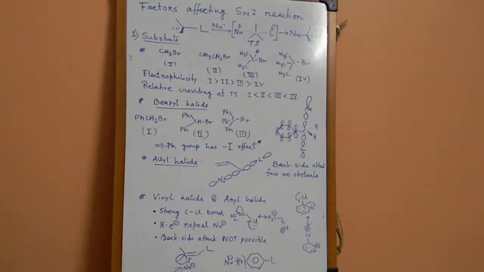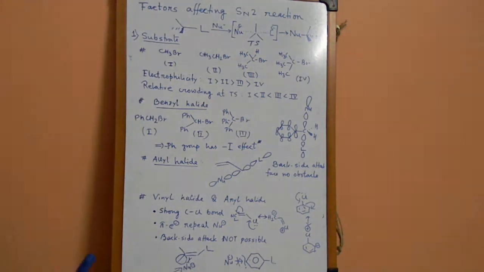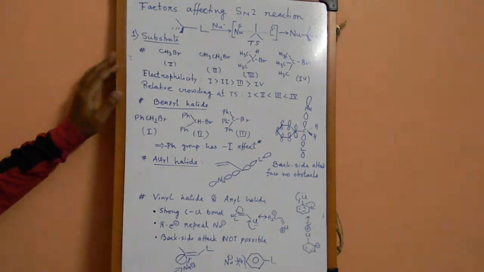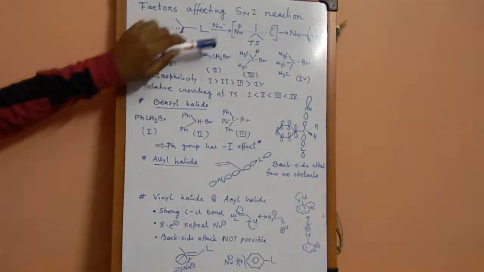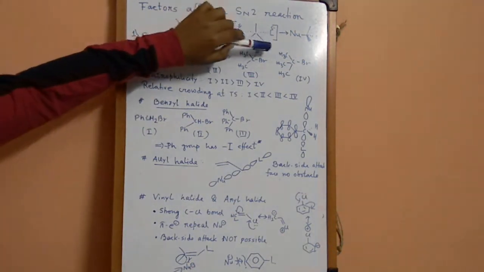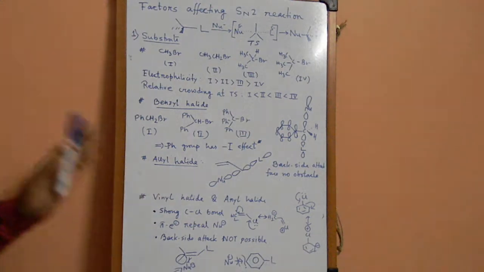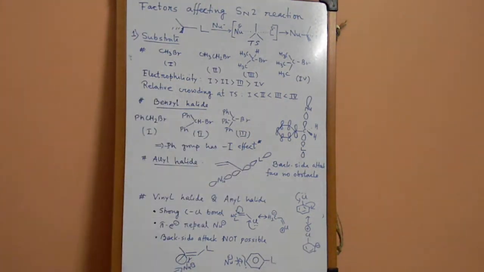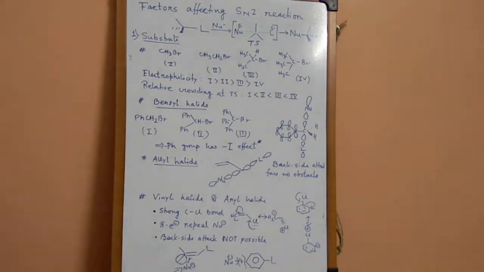So first we will start with the substrate, that is the alkyl halide or the compound which is undergoing SN2 reaction. So let us first think about a simple alkyl halide. So this is methyl bromide, this is ethyl, and these are isopropyl bromide and tertiary butyl bromide. If you move towards the right hand side, these are basically primary, secondary and tertiary halides. Now suppose this series of compounds are undergoing an SN2 reaction, what should be the rate of the reaction?